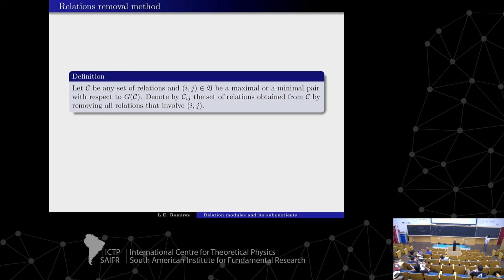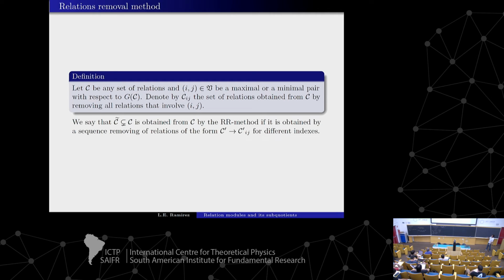Associated with this maximal or minimal point, you can go to another graph or another set of relations. We call this Cij. What do we do? We just erase all relations, all arrows going to or connecting with the vertex Ij. We erase all these arrows, and then we produce a new graph or a new set of relations.